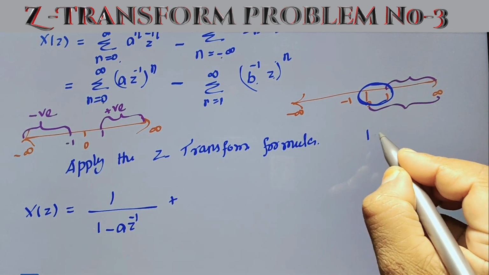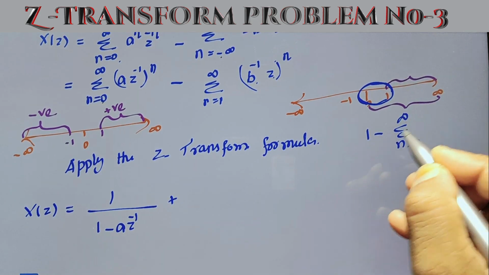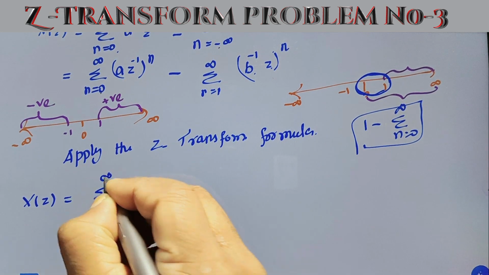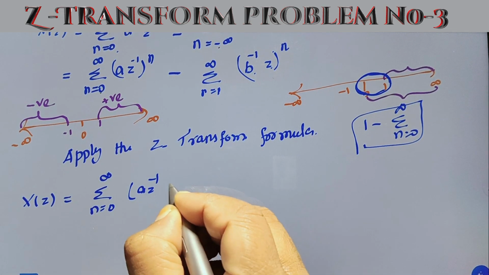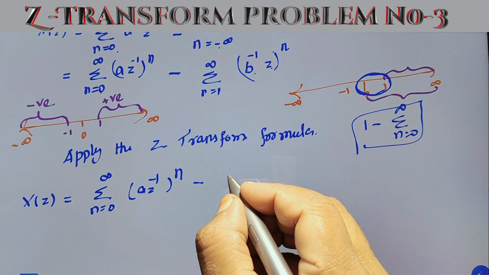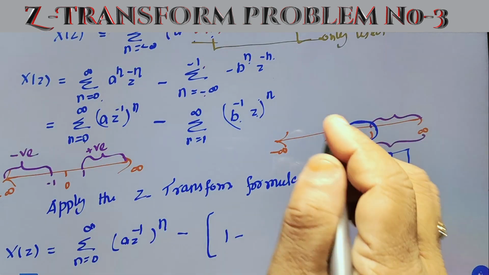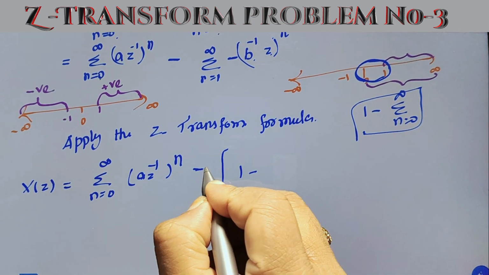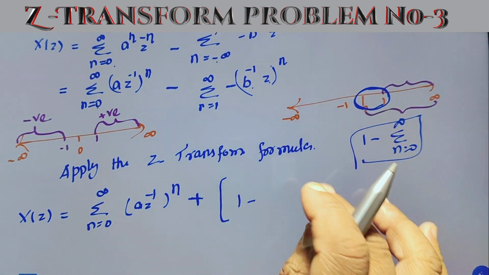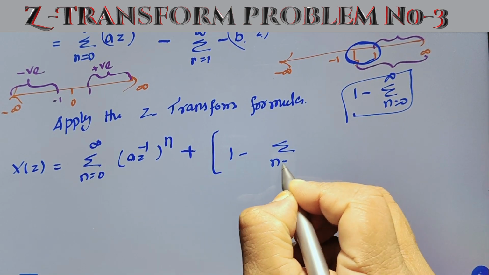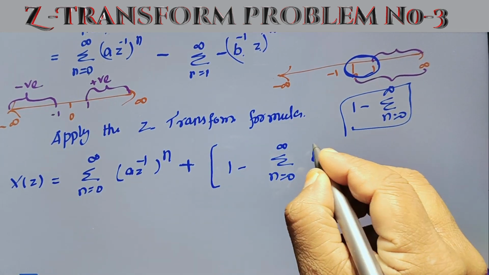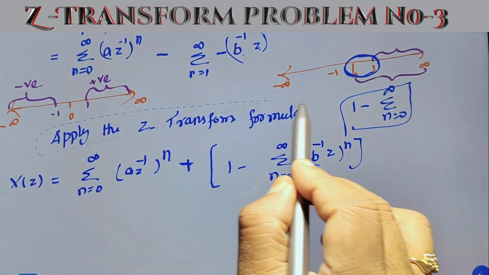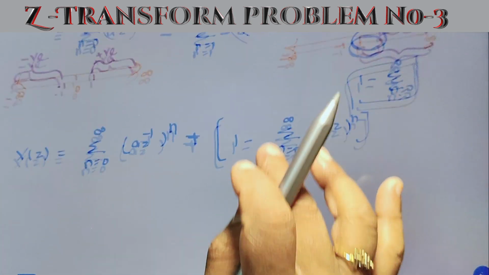So what we have to do is 1 minus the summation n equal to 0 to infinity; this is the correct form for the previous step. Summation n equal to 0 to infinity of a into z to the power minus 1, the whole power n, minus. Here, 1 minus, here also a minus term, right? Take the minus term outside, so minus of minus is plus here. So 1 minus summation n equal to 0 to infinity b to the power minus 1 z, the whole power n. Now apply the limit.